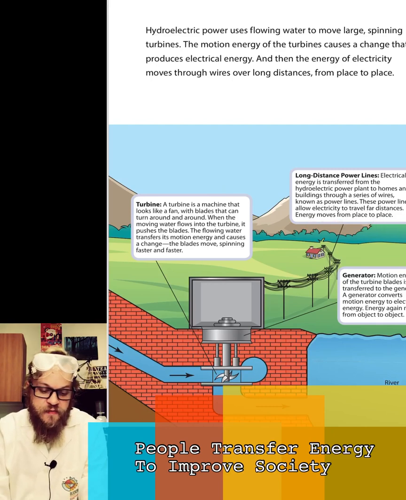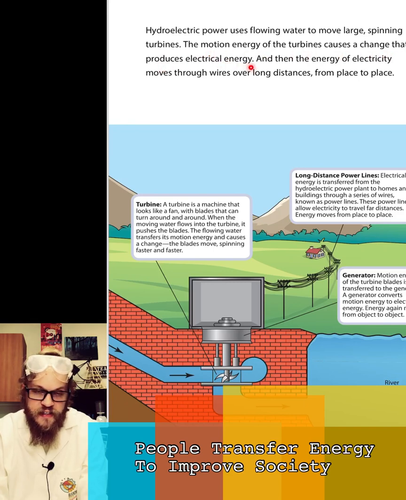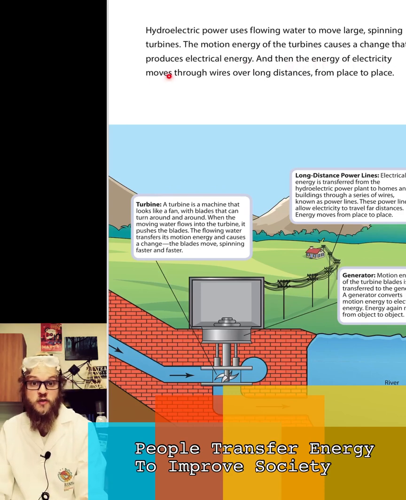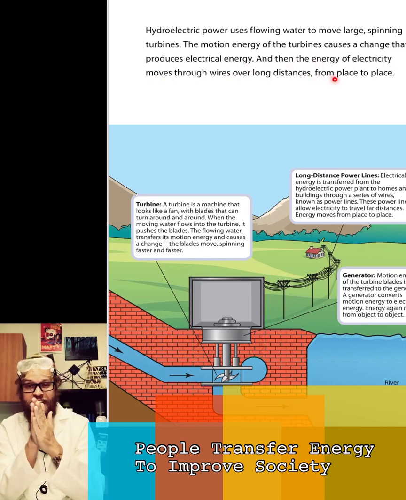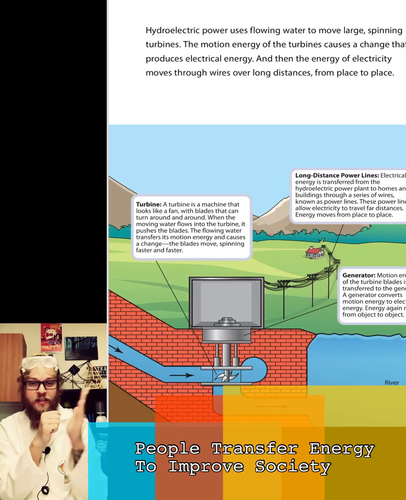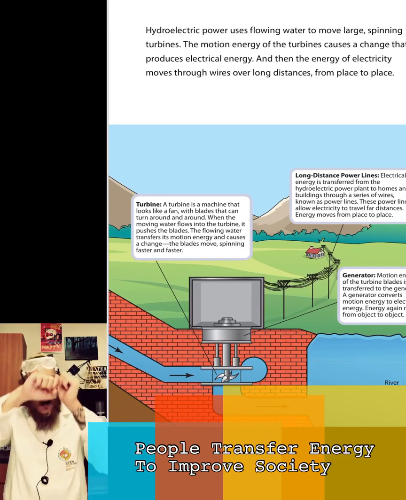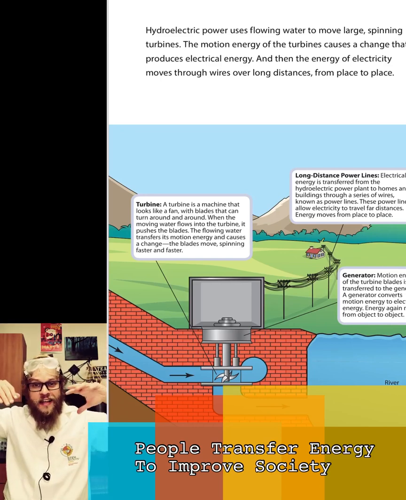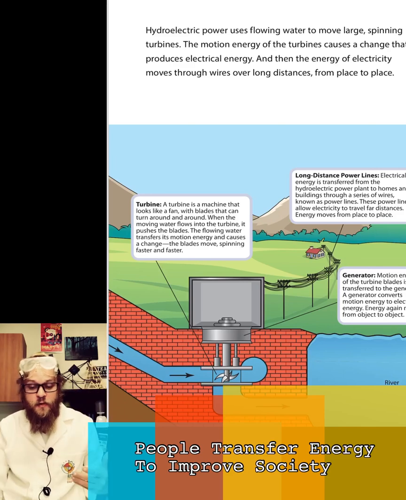Hydroelectric power uses flowing water to move large, spinning turbines. The motion energy of the turbines causes a change that produces electrical energy. And then the energy of electricity moves through wires over long distances from place to place. So whether it is contact to contact, something touching another and transferring its energy, or energy traveling along lines, energy is moving from place to place. Okay?